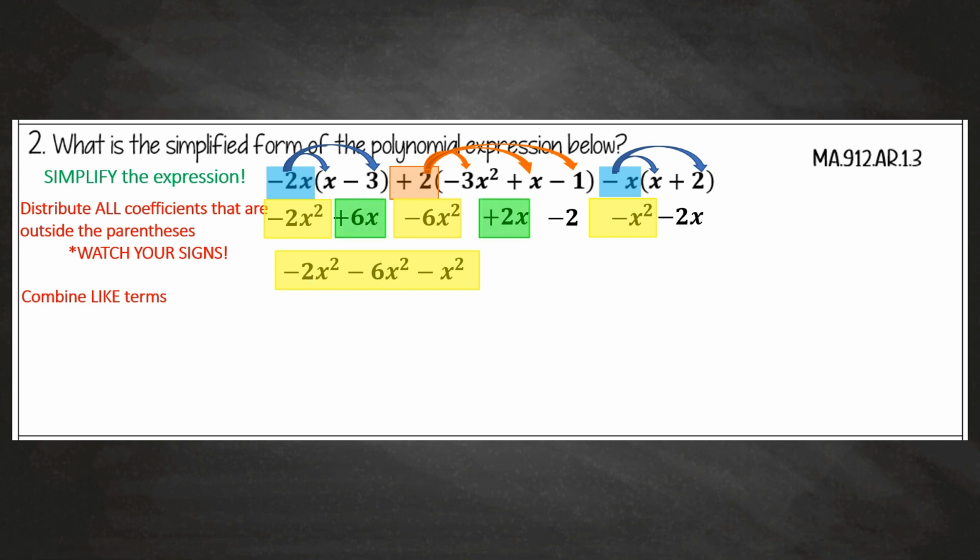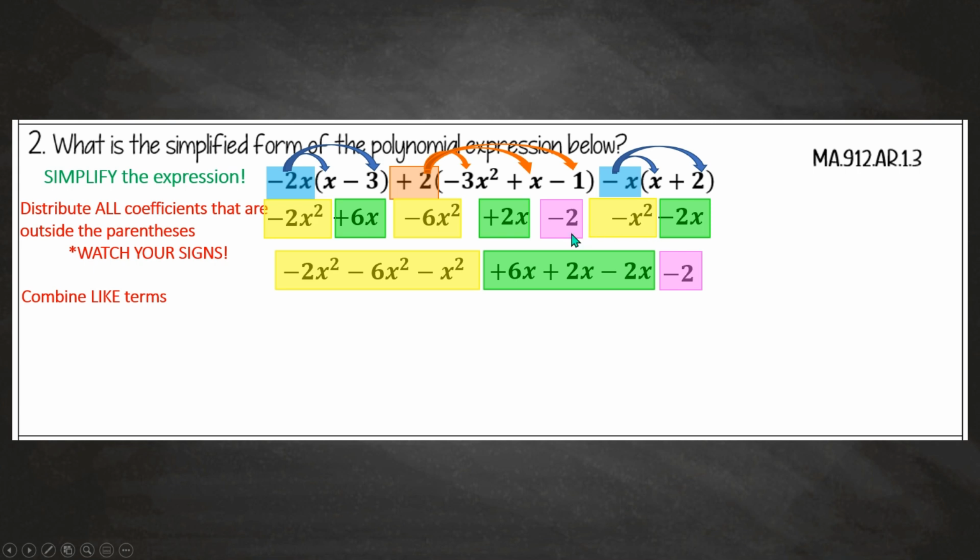Positive 6x, positive 2x, negative 2x, I'm going to have to combine all of those terms. Finally, I have the negative 2. There's no other terms to combine that negative 2 with, so I'm just going to leave that down here on its own. I'm going to simplify now.